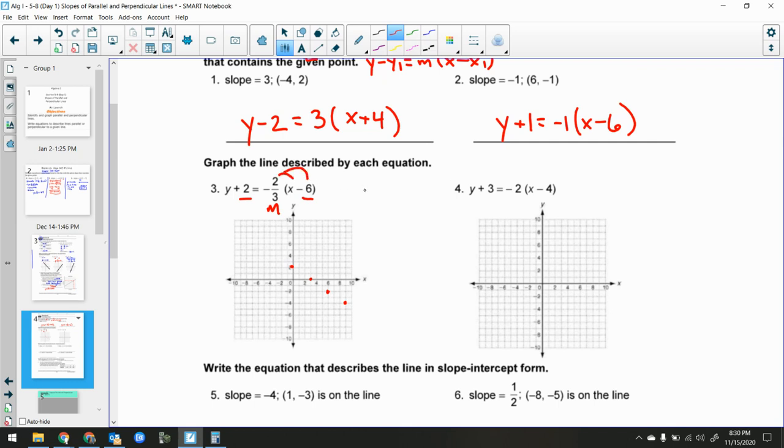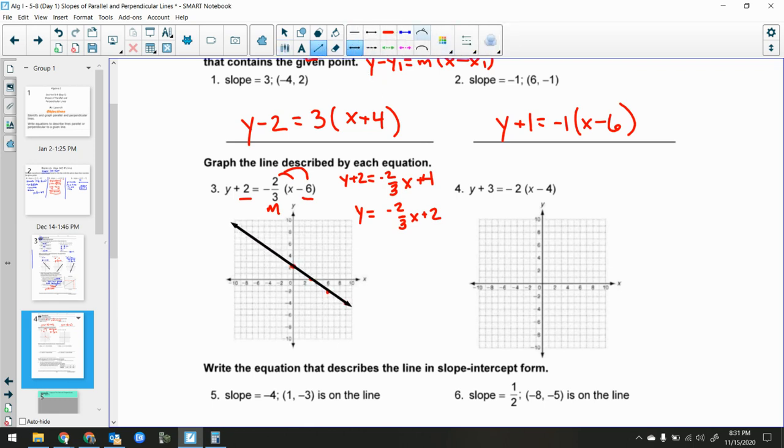If I did distribute this in, I would get y plus 2 is equal to negative 2/3 x, and then a plus, okay, 2/3 of 6, so that'd be 12/3 or 4. And then if I subtract over to the other side, that 2, I get negative 2/3 x plus 2, which makes sense. Y-intercept is 2, down 2, right 3, down 2, right 3. I'm getting the exact same coordinates that I'd gotten before. So there's my line. Let me just do that straight away for the next problem here.